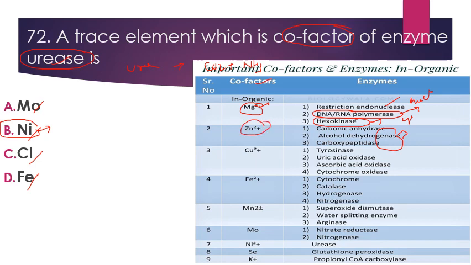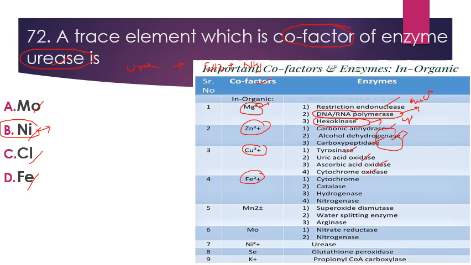Then next we have zinc. This is a very important cofactor of enzymes, like we have carbonic anhydrase, which is one of the fastest enzymes, then alcohol dehydrogenase and carboxypeptidase. Next is copper ions. So these are used, copper ion acts as cofactor in enzymes like we have tyrosinase, uric acid oxidase, ascorbic acid oxidase, and cytochrome oxidase.